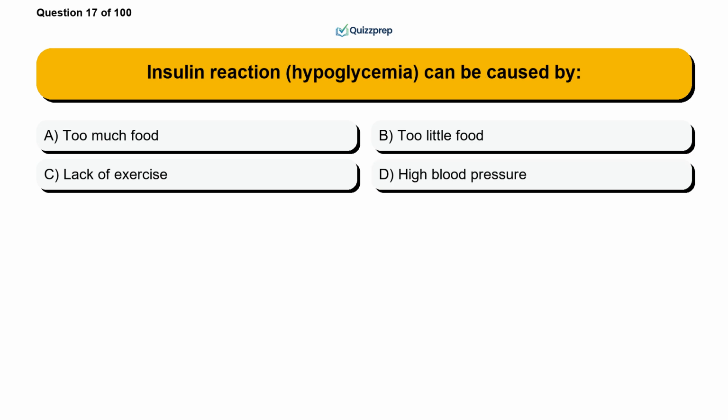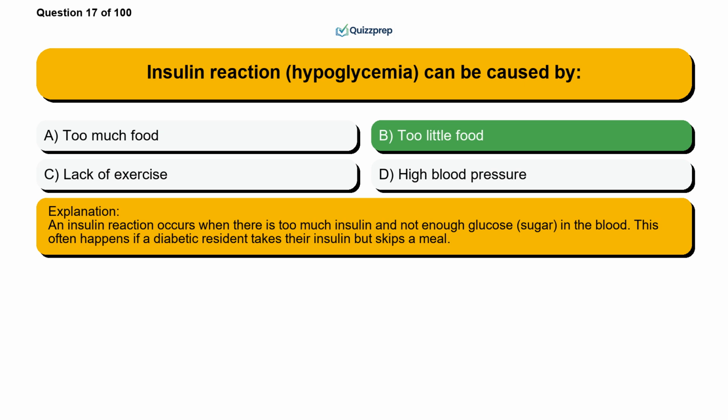Question 17. Insulin reaction, hypoglycemia, can be caused by option A, too much food, option B, too little food, option C, lack of exercise, option D, high blood pressure. The correct answer is option B, too little food. An insulin reaction occurs when there is too much insulin and not enough glucose, sugar, in the blood. This often happens if a diabetic resident takes their insulin but skips a meal.